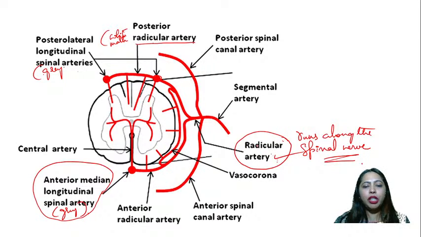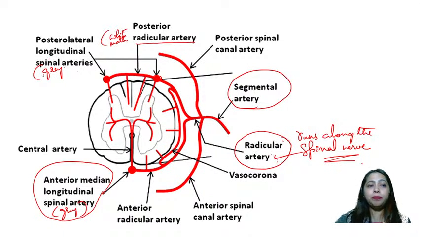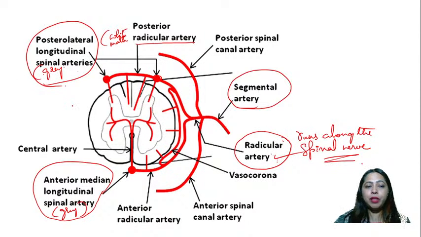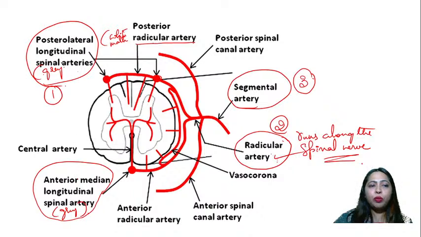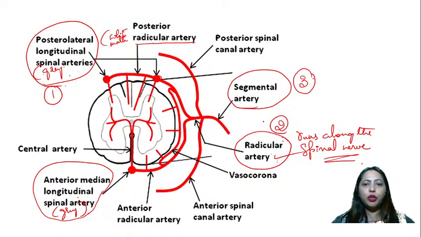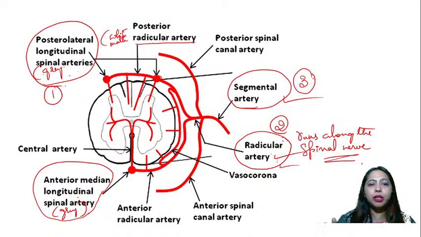Along with the radicular artery, you also get contribution from segmental arteries. So this is one type of blood supply. This is another contribution. Up to the cervical level, only these two will manage, the anterior and posterior spinal arteries. But beyond the cervical level, you have the contribution from the segmental artery as well as the radicular arteries. So you can say that this particular section is from some area below the cervical region.